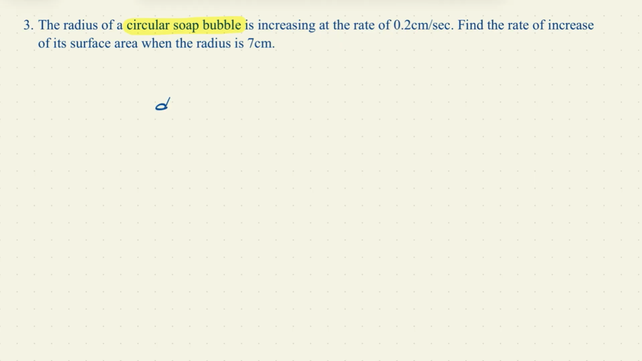That means there is a change in radius with respect to time, and it is given as 0.2 centimeter in 1 second. And we have to find the rate of increase of its surface area. Obviously, if the radius of a sphere increases, then its surface area will also increase. So we have to find the rate of change of surface area with respect to time. So we will find dS over dt.